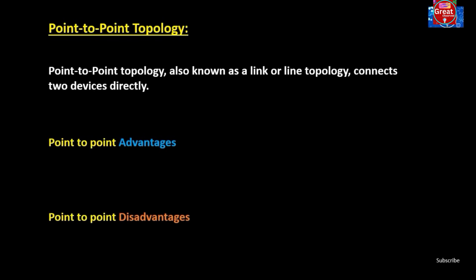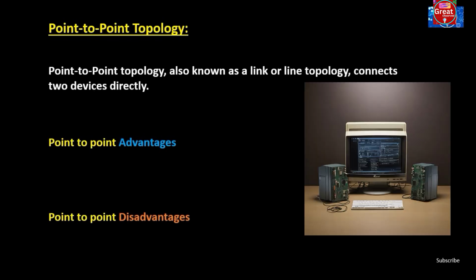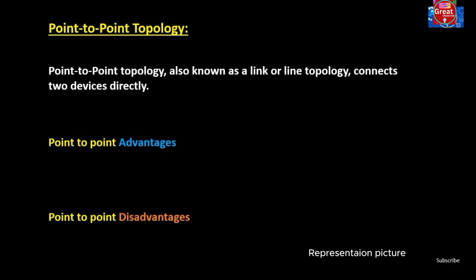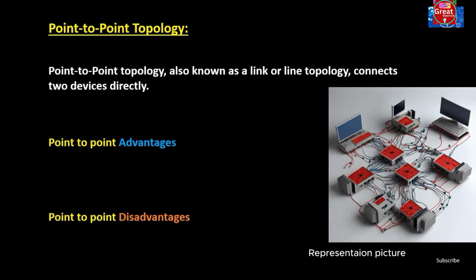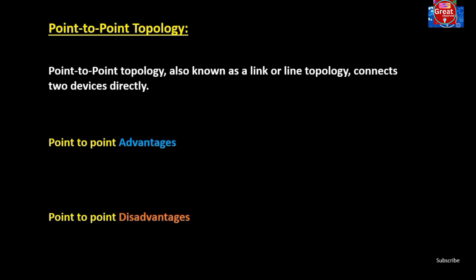Point-to-point topology. Point-to-point topology, also known as a link or line topology, connects two devices directly. This simple configuration has advantages like straightforward setup. Point-to-point topology advantages or benefits: a dedicated connection. Each link is dedicated to connecting two devices, ensuring exclusive communication between them without sharing bandwidth. Low latency, simple configuration, predictable performance, security, and efficient use of bandwidth.